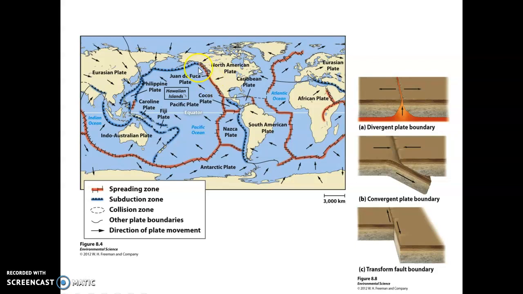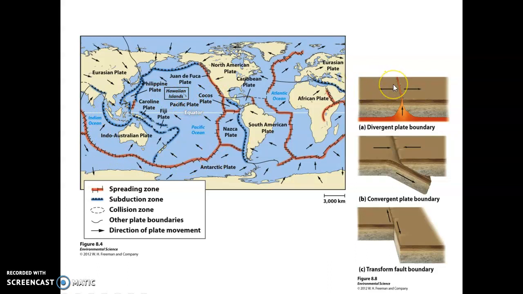So let's take a look here at this boundary. This is along California's coast and Washington State, all the way up to Alaska. You can see that in this case, the boundary does happen to be along a coastline, but it's not necessarily along a coastline. In fact, typically it's not.